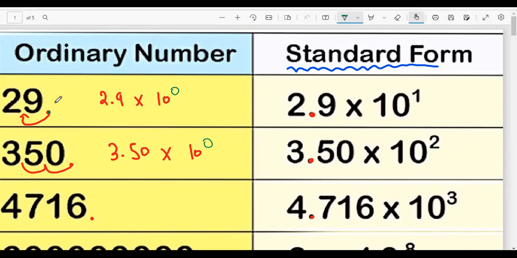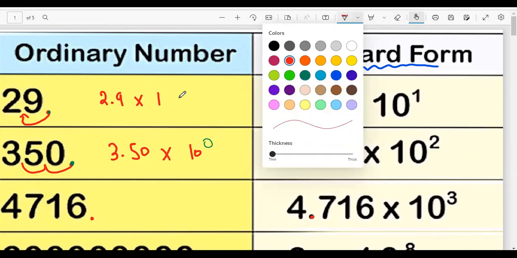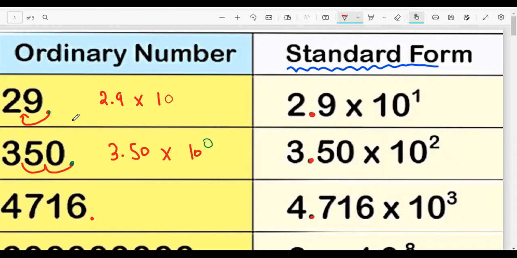Okay, if we are moving the decimal towards the left, like this was the decimal, I have moved it 2 units to the left, so the power would be positive, and the number of units we move the decimal to the left is going to be the power. For example, in case of 29, I have moved the decimal that was after 9 1 unit to the left, so the power would be positive 1. Positive because I've moved the decimal towards the left side.